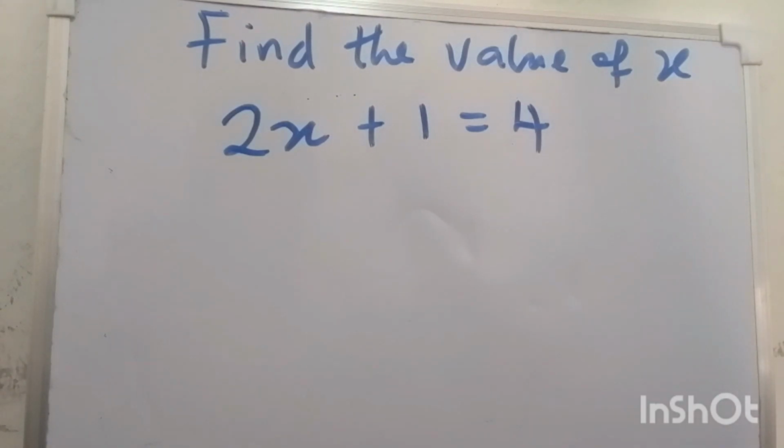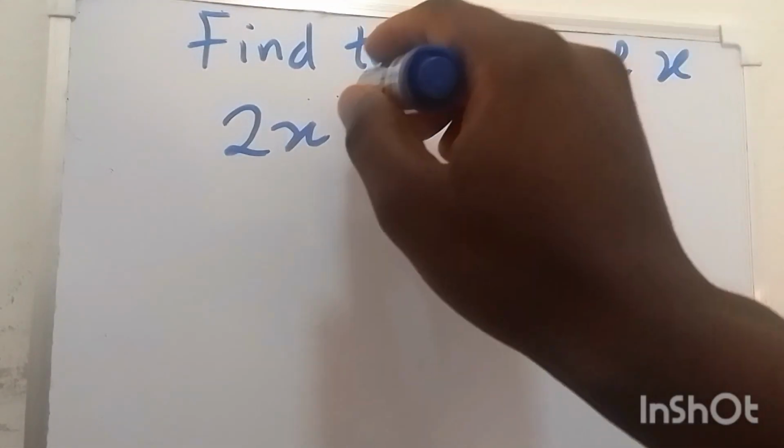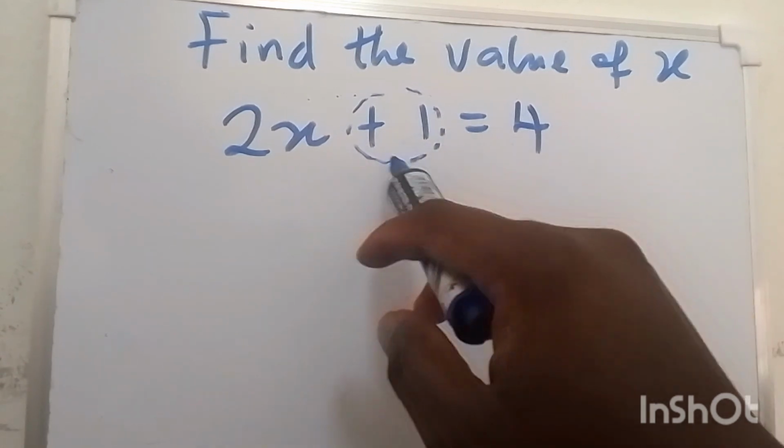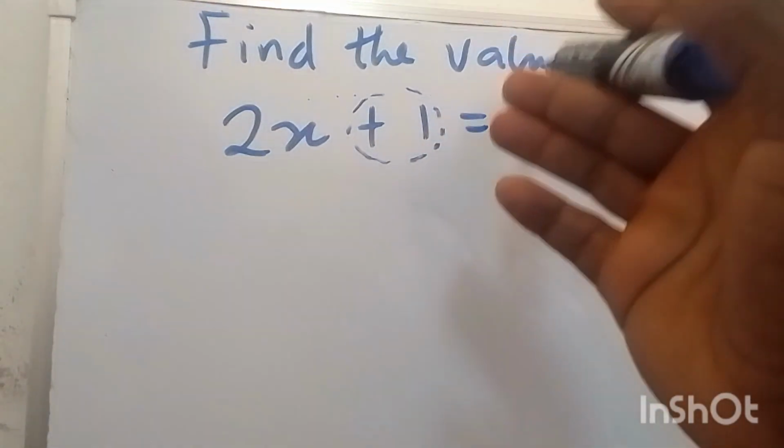Okay, this is another question. Find the value of x. 2x plus 1 equals to 4. They ask us to find the value of x here. So like I said, you see this number here? It is the single number, more like an integer number.